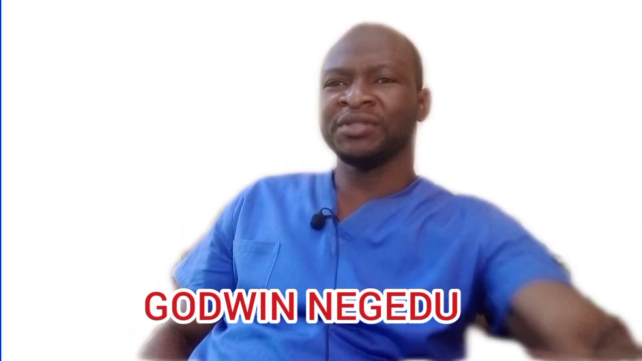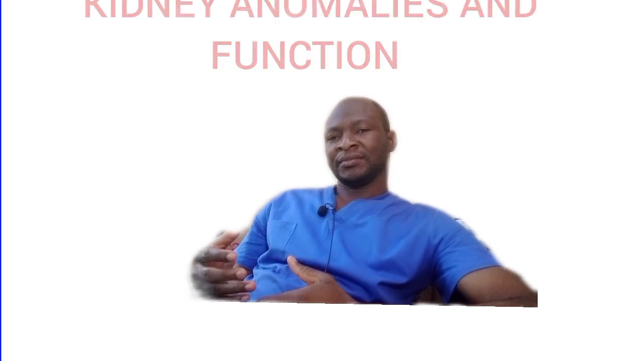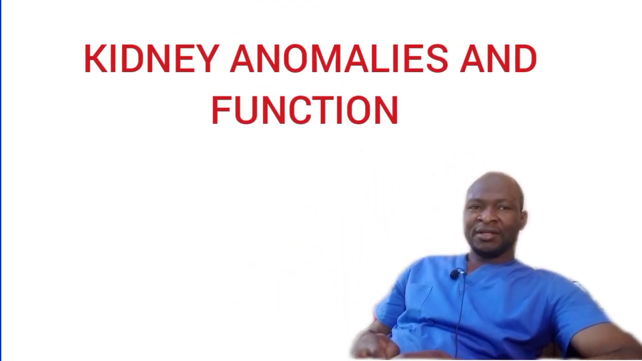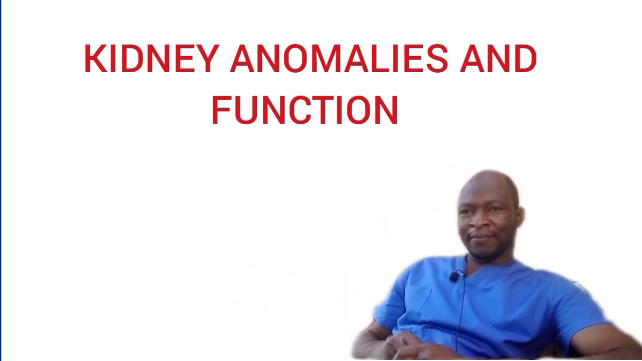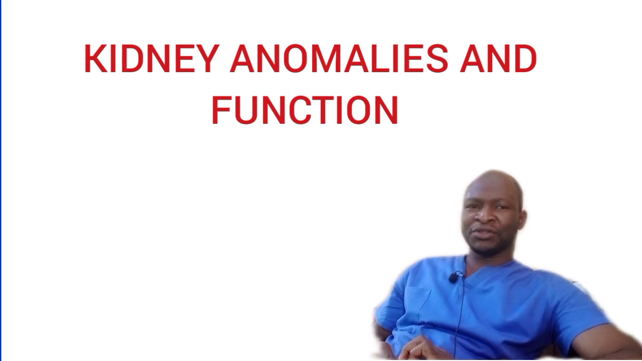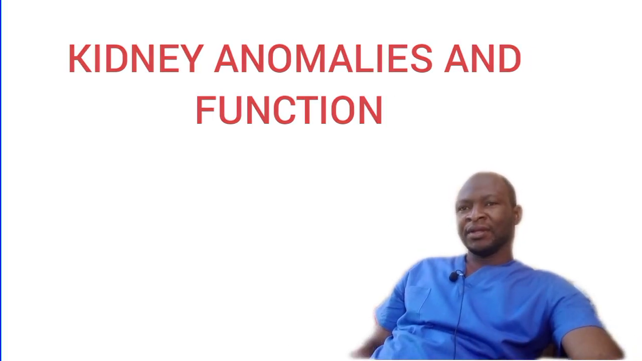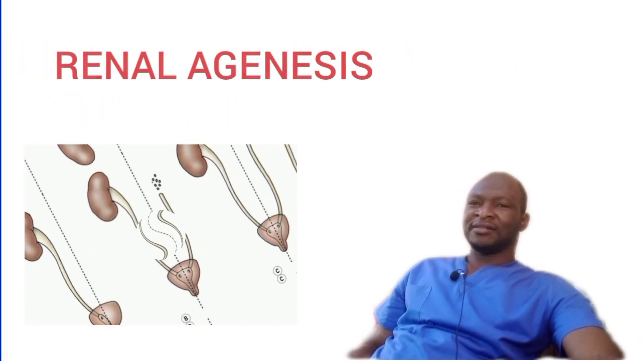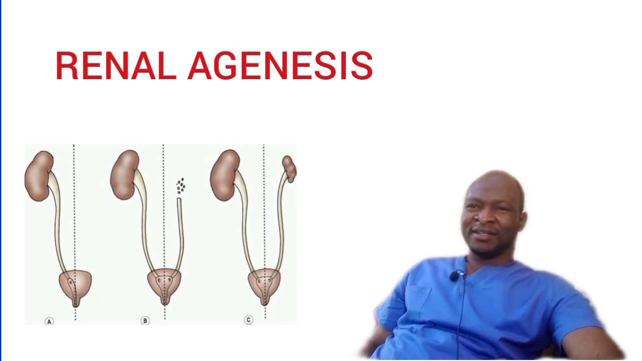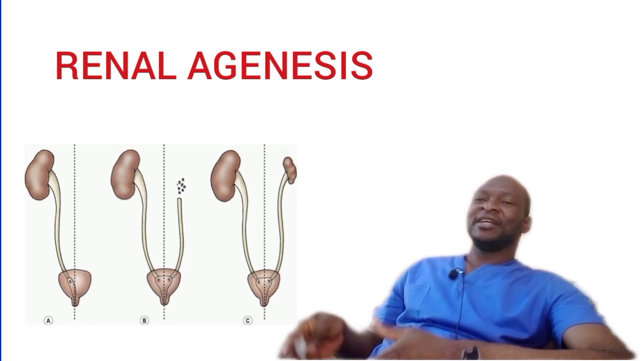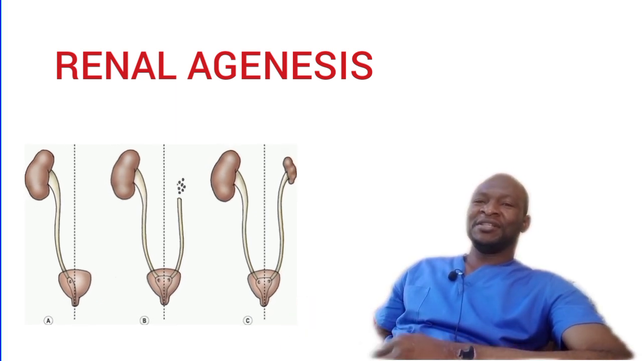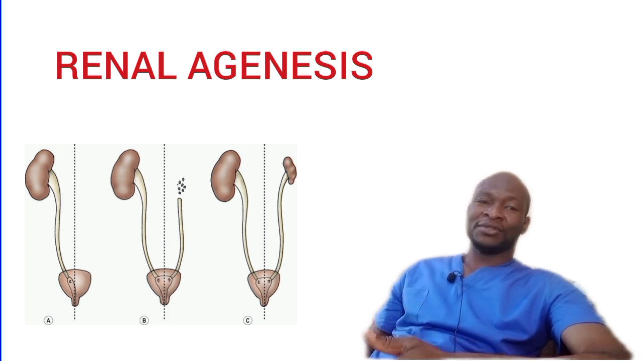So we talk about anomalies and structures of the kidney, like we did the last time. So, anomalies of structure and the function of the kidney. We'll start with renal agenesis. Now, renal agenesis means a kidney that is not formed or not properly formed.